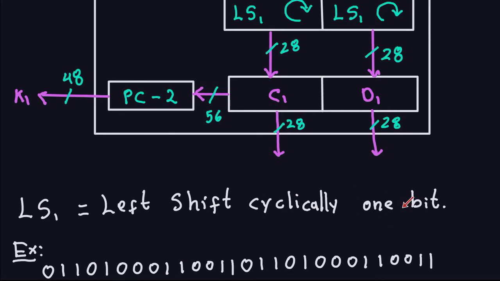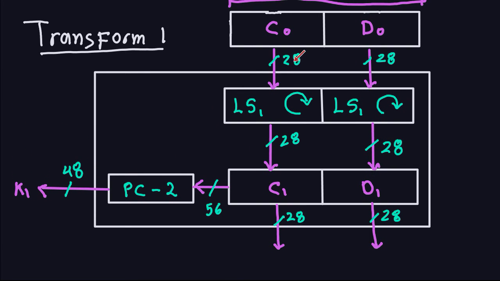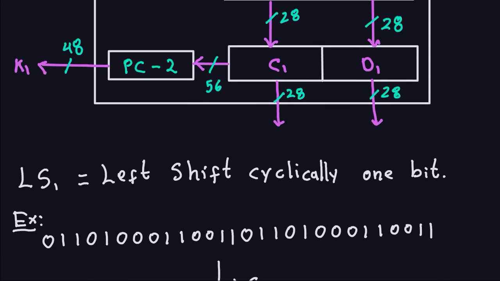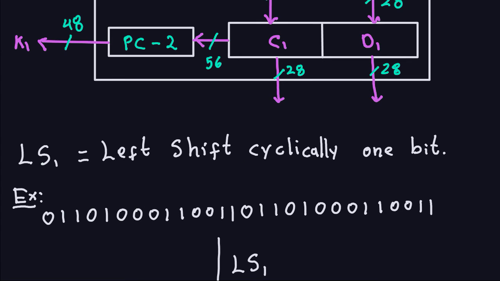Now in this case, I want you to be careful because not all the shifts are 1 bit. There are some shifts that are 2 bits, and I'll explain that in a second. But the first left shift, the one that we are doing here for this 28-bit block, is a 1-bit shift and a cyclic one. So it's a left shift cyclically by 1 bit. So what do I mean by left shift cyclic?